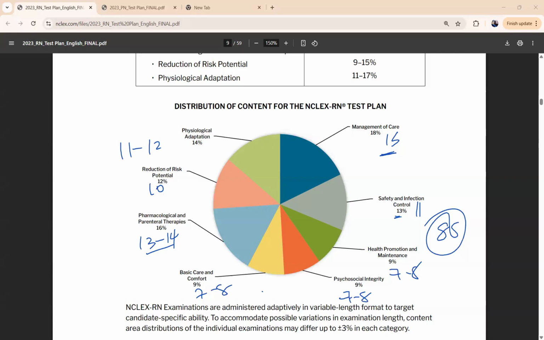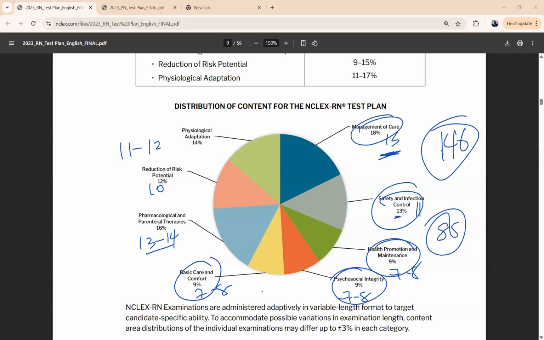So now we have the content for RN, right? So 15 questions will be tested in the content you have here, 11 here, 7 to 8 here, 7 to 8 here, 7 to 8 here, 13 to 14, 10, and 11 to 12. So that's the distribution, right?